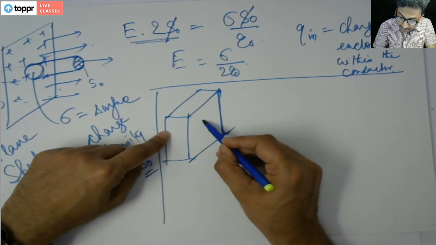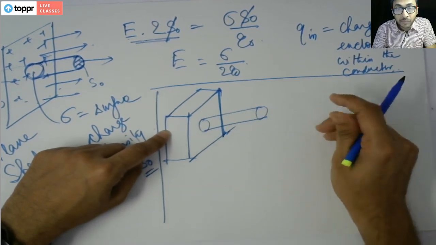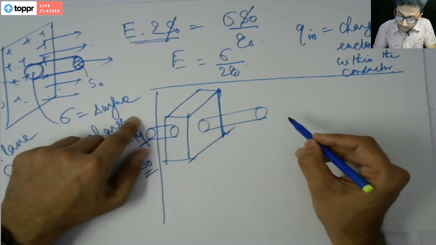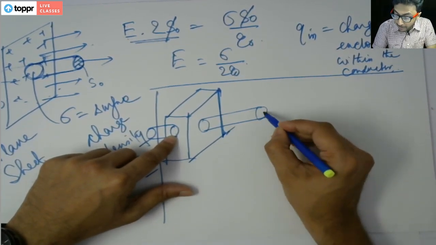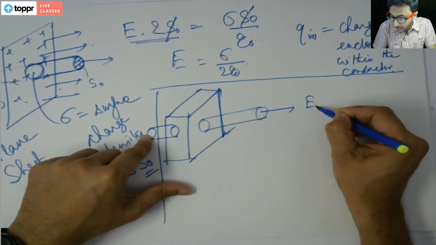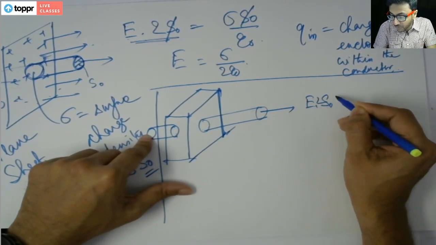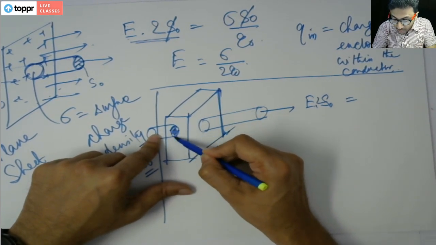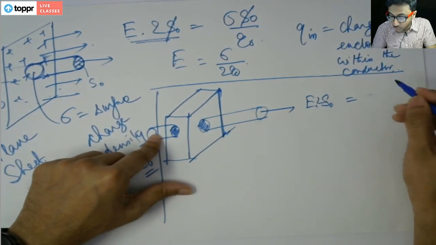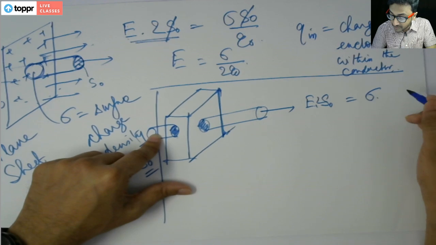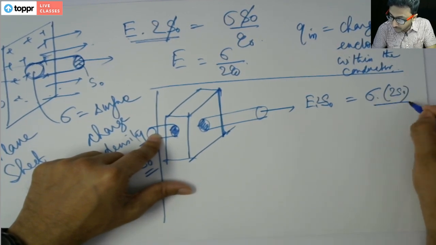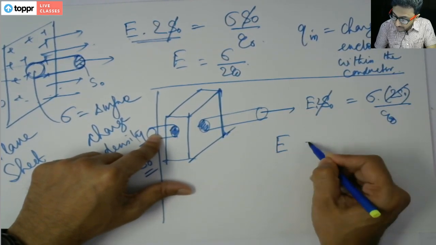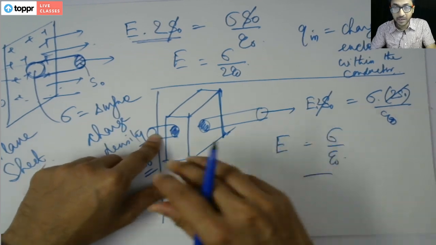See, in this case, E into 2S0. Here, for calculation of flux, we are multiplying by 2S0. At the same time, as it is a plate, charge is residing on this surface as well as this surface. So Qin is nothing but surface charge density into 2S0 divided by epsilon 0. So here 2S0 and 2S0 cancel out, and E becomes sigma by epsilon 0.